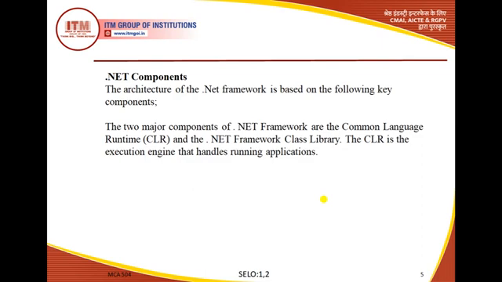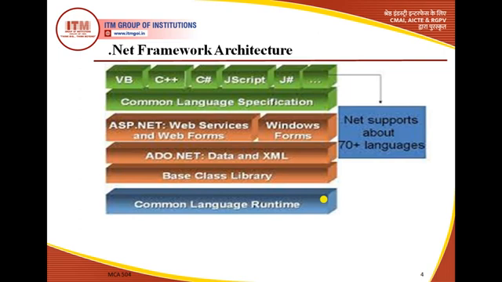Now we have already gone through this particular architecture. We'll just recall some names over here, like common language runtime, base class library, ADO.NET data and XML, ASP.NET, Windows forms, then CLS or common language specification, and n numbers of different languages which are supported by the .NET framework architecture.